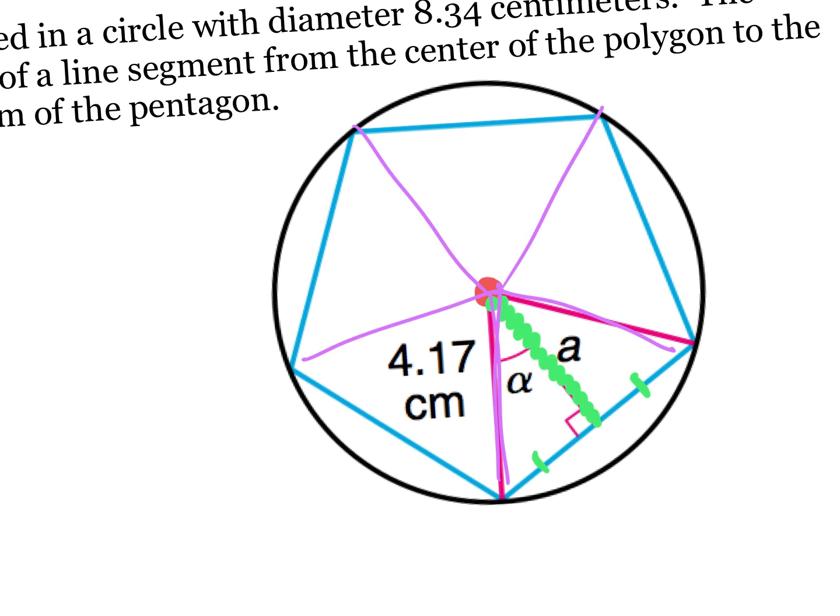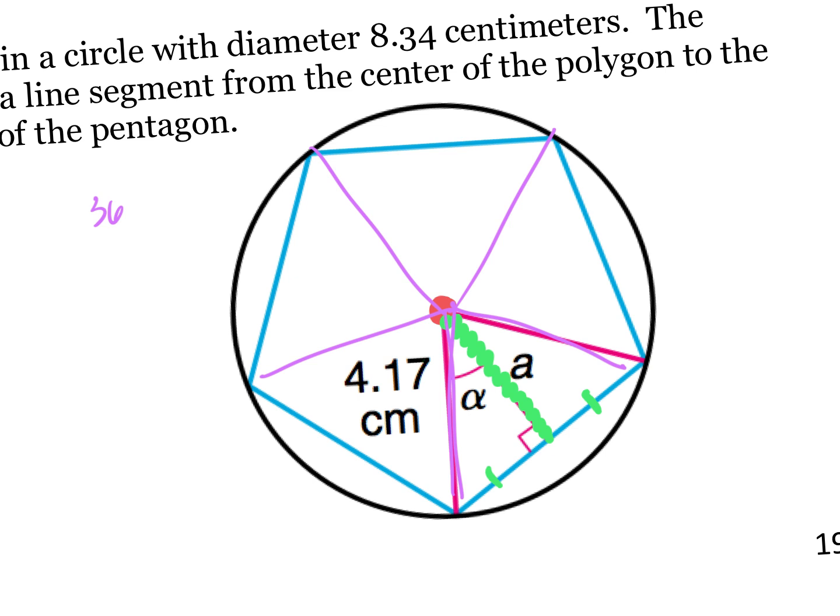360 divided by 5 would get me that big one. What's 360 divided by 5? 72. You guys, this is 72. This is 72. This is 72. What would I do to get alpha, though? Because that's right here. Divide that by 2. So 72 divided by 2 gets me 36.